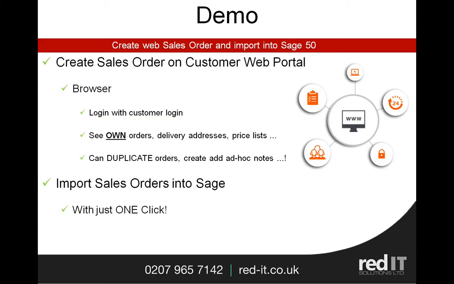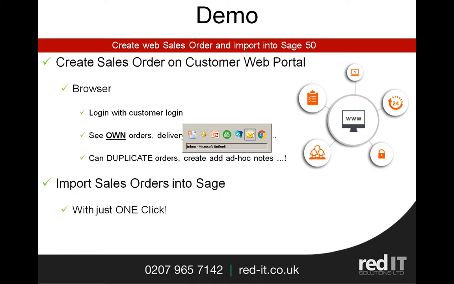So onto the demo. What are we going to do? Well, we're going to go into a browser and log in as a customer so that we can create a sales order. The customer can then see their own addresses, their own price lists, and having done that, they can just save it and go on with their own business. Meanwhile, back in the office, the administrator will then log in and import that sales order into Sage. So let's go and have a look.